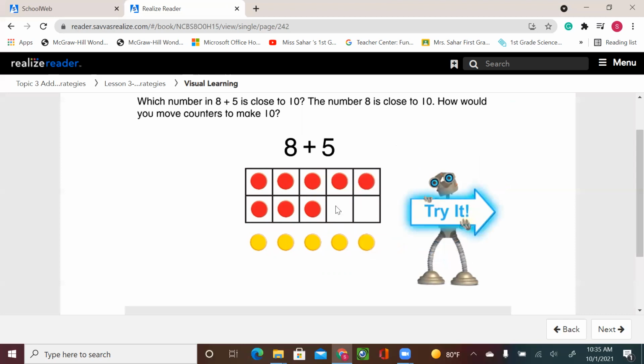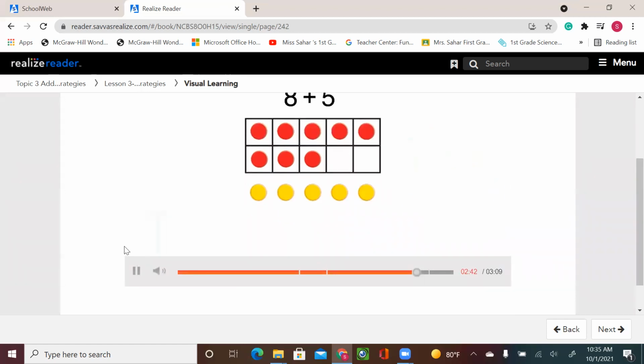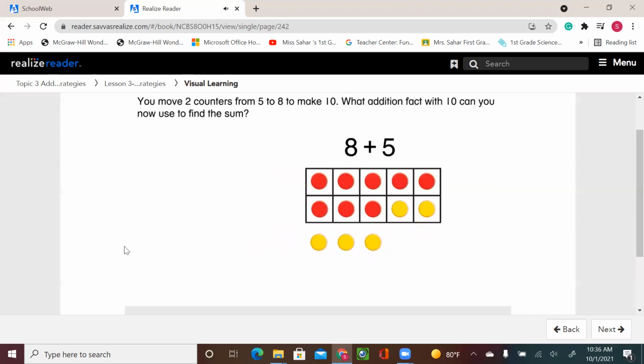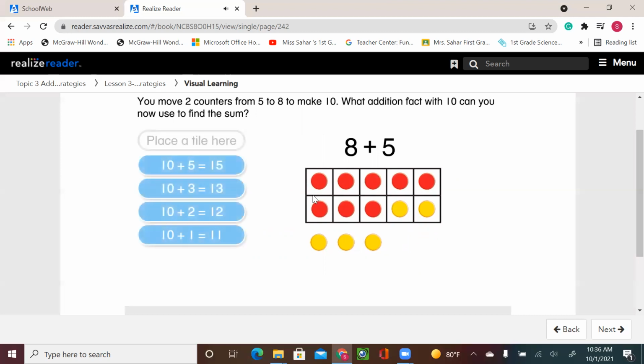We're going to try to fill the 2 empty boxes with 2 counters from outside to have 10. And then I'm going to count how many counters are left outside. You move 2 counters from 5 to 8 to make 10. What addition fact with 10 can you now use to find the sum? Select your answer.